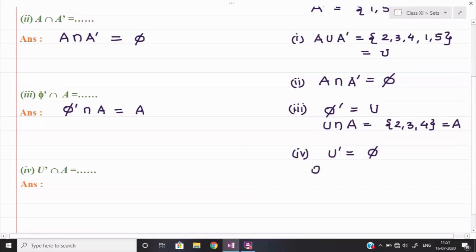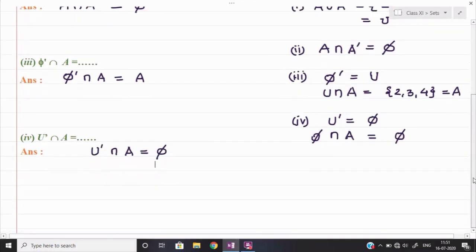And further, if you take phi intersection with A, so between nothing and a set which has some elements, what can be common? The common will always be phi, because between phi and A there will be nothing common. So here we can say that U dash intersection A will always be equal to phi. Okay, so I hope we have covered all the parts over here.